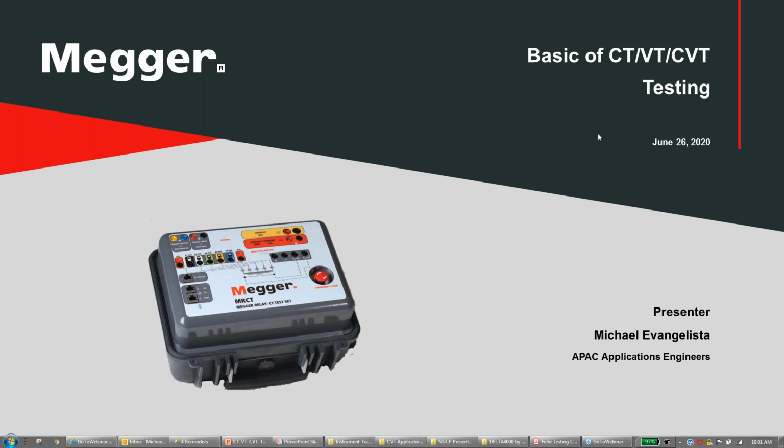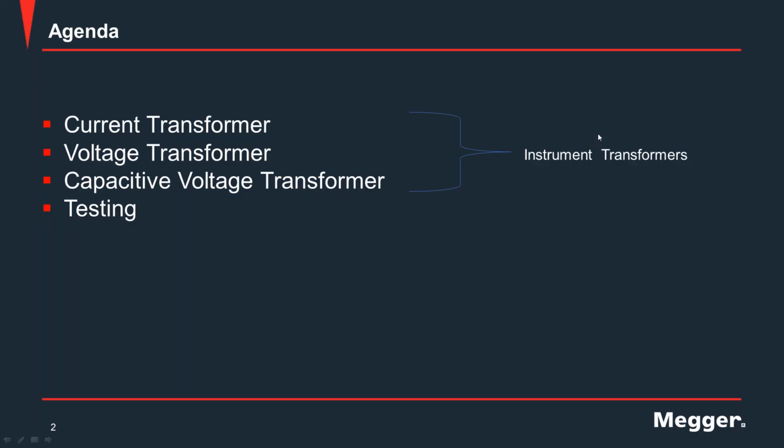So again, this is Michael Evangelista, and I'm one of the APAC applications engineers. And our topic for today is the basics of CT, VT, and CVT testing. Now, going to the agenda of this presentation, we will be talking about the current transformer and how to test it, the basics and fundamentals of it. We will also be discussing the voltage transformer and the capacitor voltage transformer. And as you can see here, there is a bracket, and these transformers we are referring to as instrument transformers. So the agenda will be testing of these transformers.